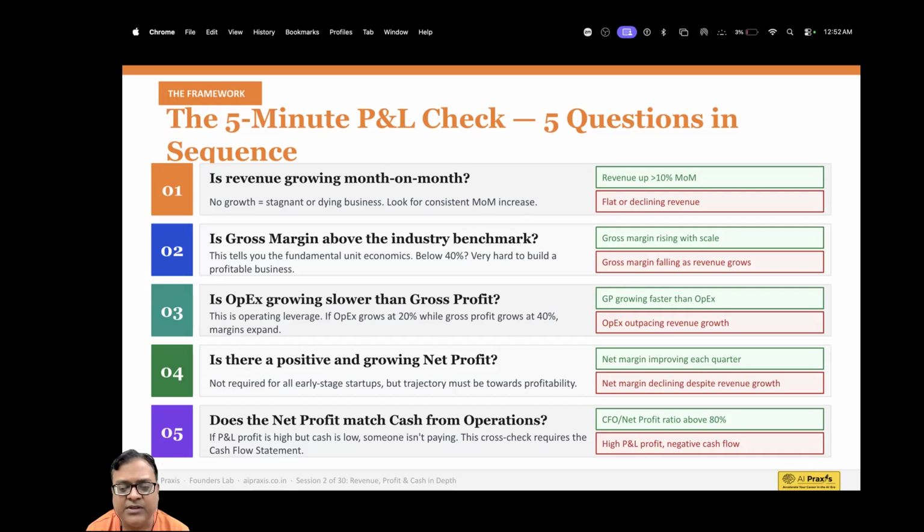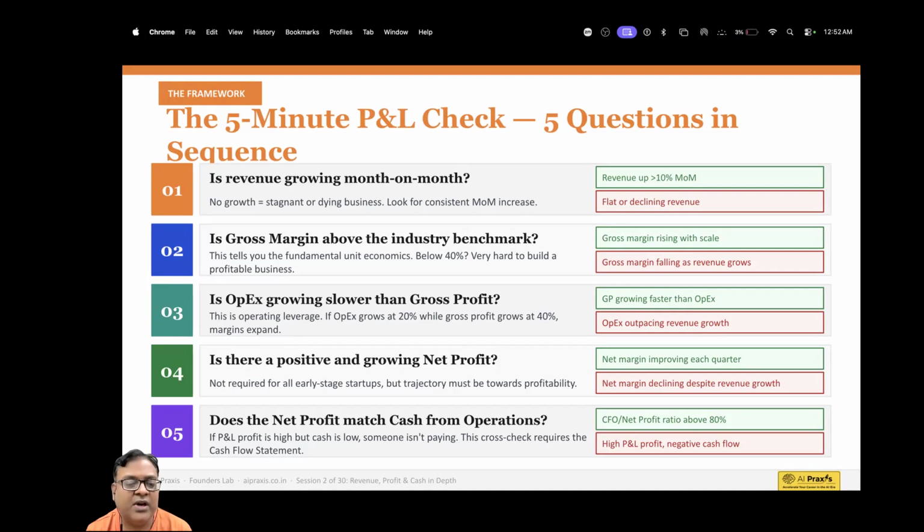Okay, rethink about it. The last question is, does the net profit match cash from operations? CFO to net profit ratio above 80%. So we'll talk about the ratios. This has to be about 80%. So if profit is high, but cash is actually low, someone isn't paying.